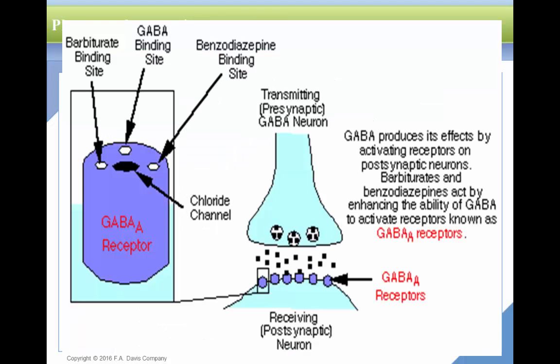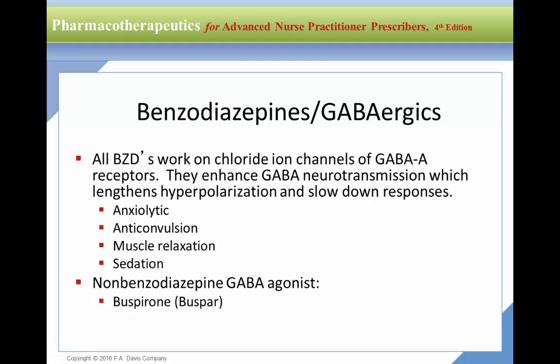This is exactly how they work, basically enhancing GABA receptors. So all benzodiazepines basically work at the level of the GABA receptor, allowing chloride to exchange with sodium. That's the mechanism by which they improve seizure activity, in addition to enhancing the inhibitory action of GABA. So they are used as anxiolytics. They're used as anticonvulsants, for muscle relaxation, and sedation.